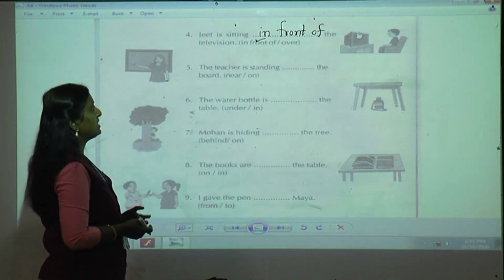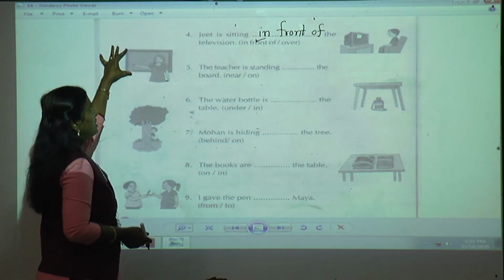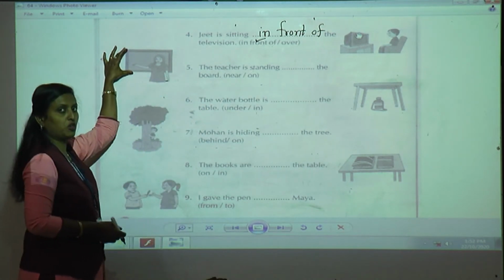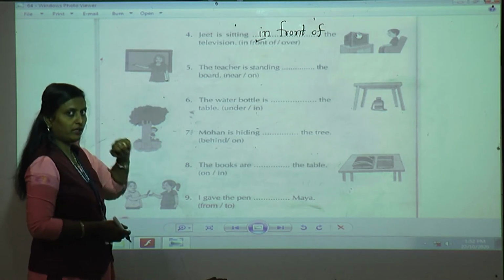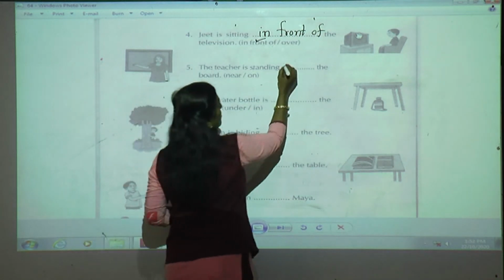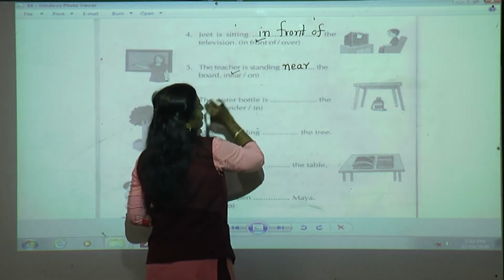Next, the teacher is standing dash the board. Can you see the teacher? Yes, and she is standing here board. See, you can see me also. I am standing near the board. So this teacher is also standing on the board or near? Yes, she is standing near the board. So N-E-A-R. So which is the preposition I am going to select?